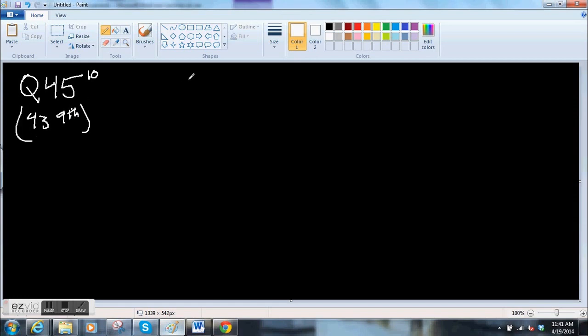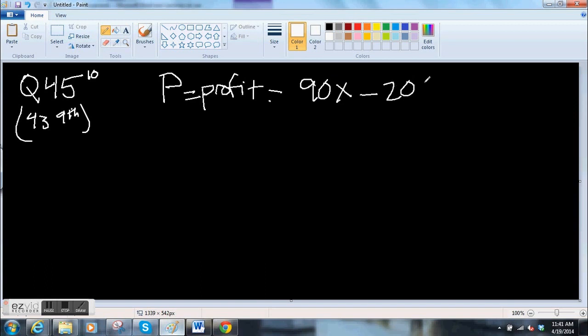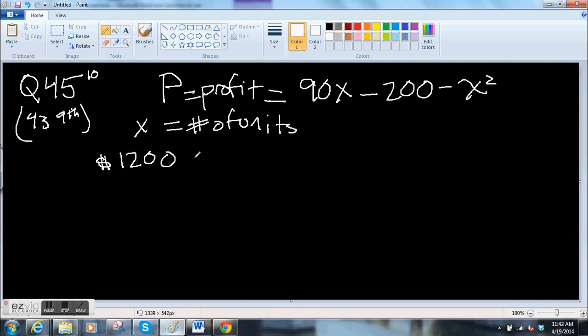It reads, if the profit from the sale of X units of a product, P is profit, you guys, everybody likes profit, that's the money you get to keep, is equal to 90X minus 200 minus X squared, where X is the number of units that you're selling. What level of production will yield a profit of $1,200? We're basically saying, what is the X value that leads to a profit of 1,200?